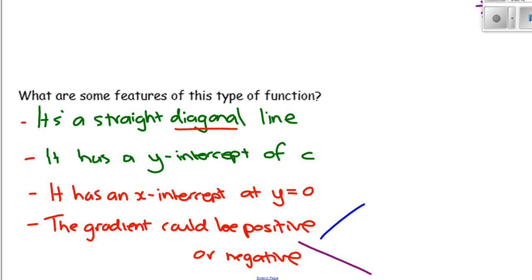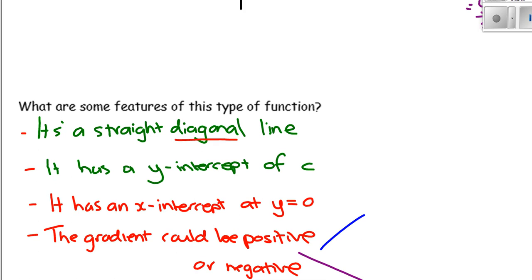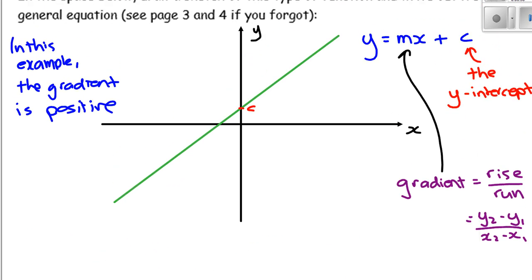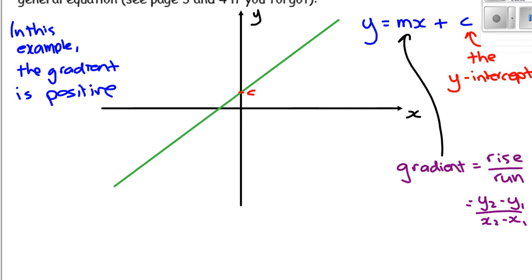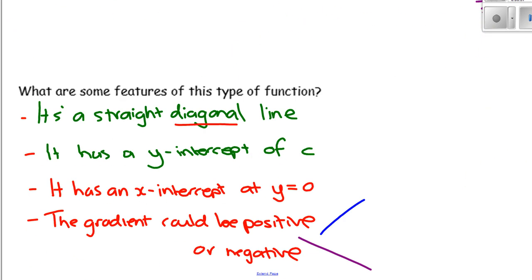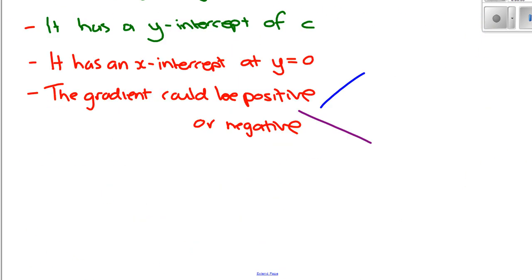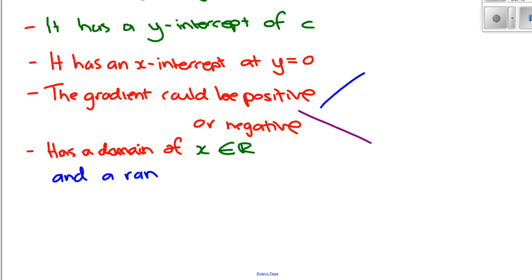Can you think of any other features? Trying to think of anything right now. Can't think of anything special that comes to mind. It's not curvy. Oh, domain and range, let's put that. Unless it states otherwise, assume a domain of x ∈ ℝ and a range of y ∈ ℝ.